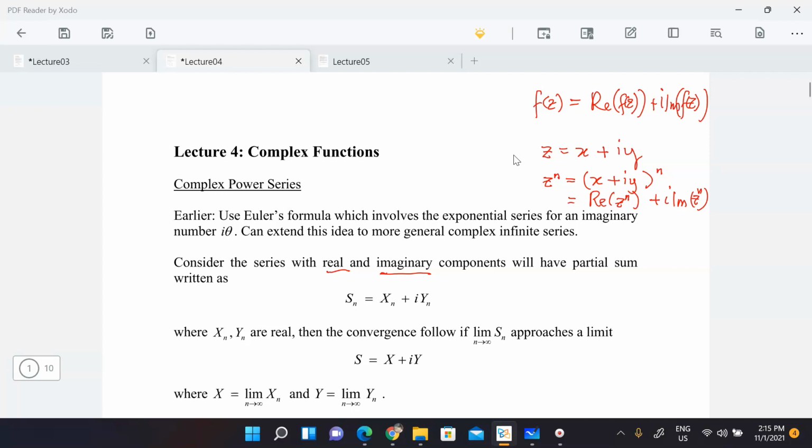So one could have something like this. You have this partial sum of the real part, which I call capital Xn, and the imaginary part, which I call capital Yn, and both Xn and Yn are real in that sense. So this is all real, involving a real function, so to speak.